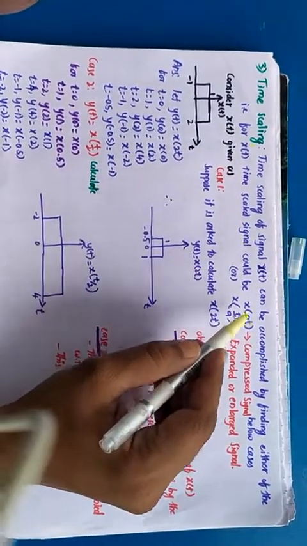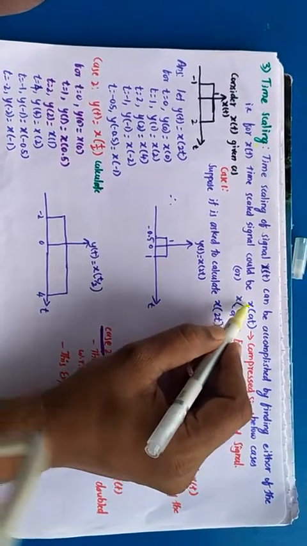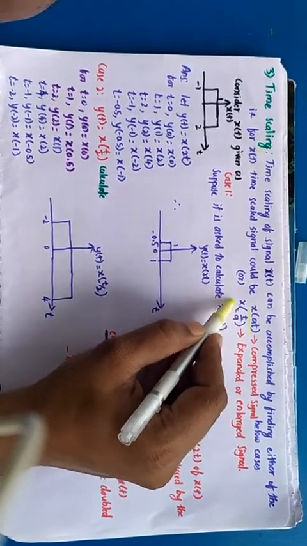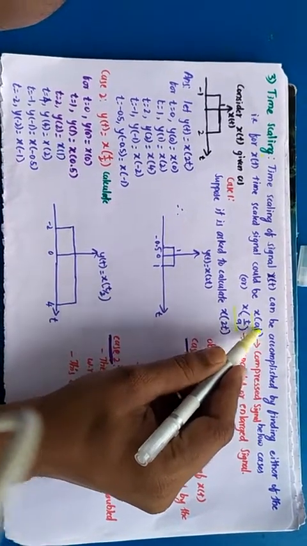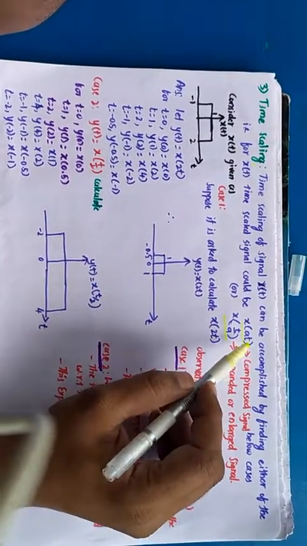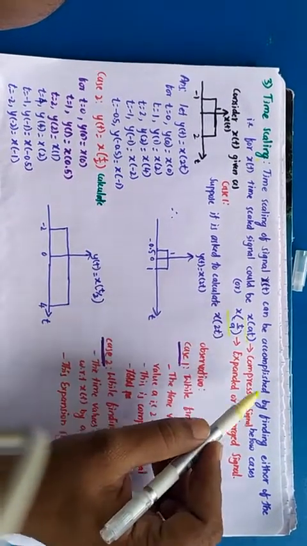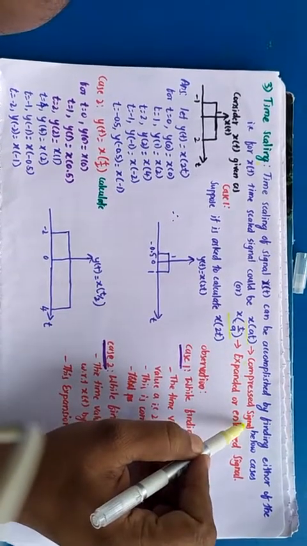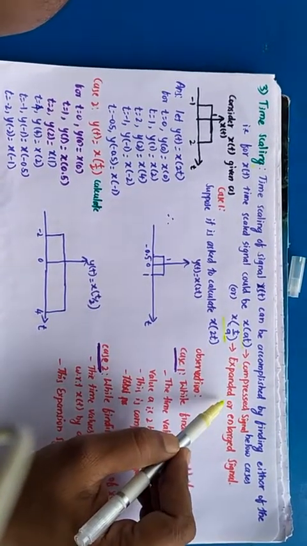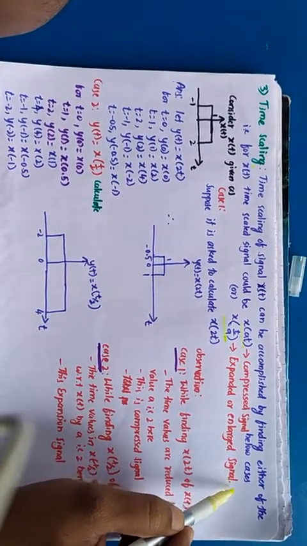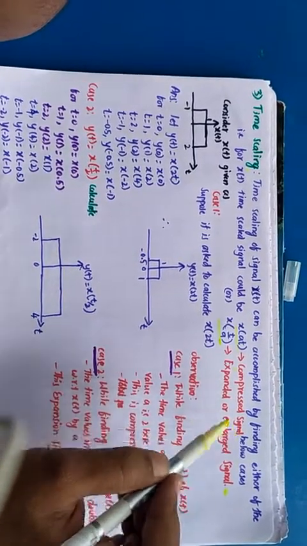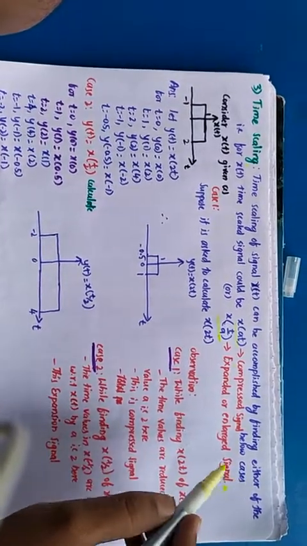the time scaled signal could be x of at, this is one signal, and the other time scaled signal could be x of t by a. These are the two cases of the time scaling operation on a given x of t. What does it indicate here? One compresses the signal, so we are going to compress the signal. The other, t by a, will be an expansion or enlarging of the signal. What exactly they mean, we will see with an example, then it will be very clear to you.